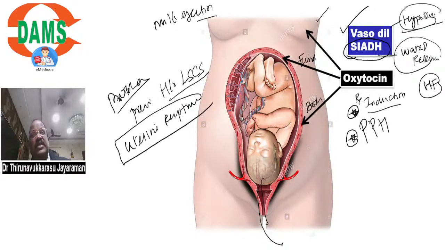And one more thing, since it causes contraction, if the baby is in a transverse or abnormal position, it may not have good labor, and the fetus may go into distress. That is the second contraindication. The first contraindication, heart disease. Second, abnormal fetal lie.